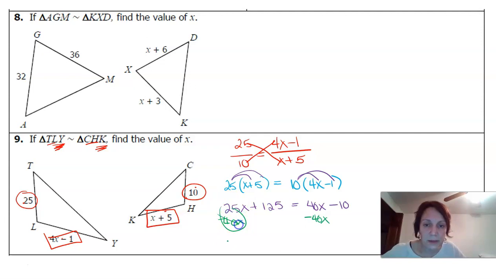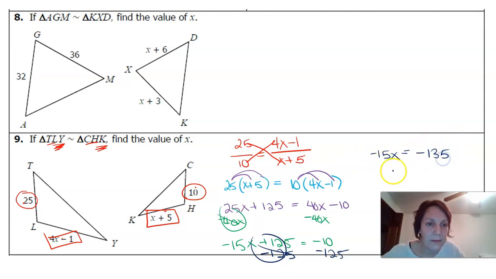So that means that I now have a negative 15x plus 125 on this side and a negative 10 on this side. And since Feynman made the executive decision to pull that x to the left, now we have no choice but to pull this 125 to the right. Okay, so now I have a negative 15x, and on the other side, I have a negative 135. So we're going to divide out by negative 15, and we get 9.